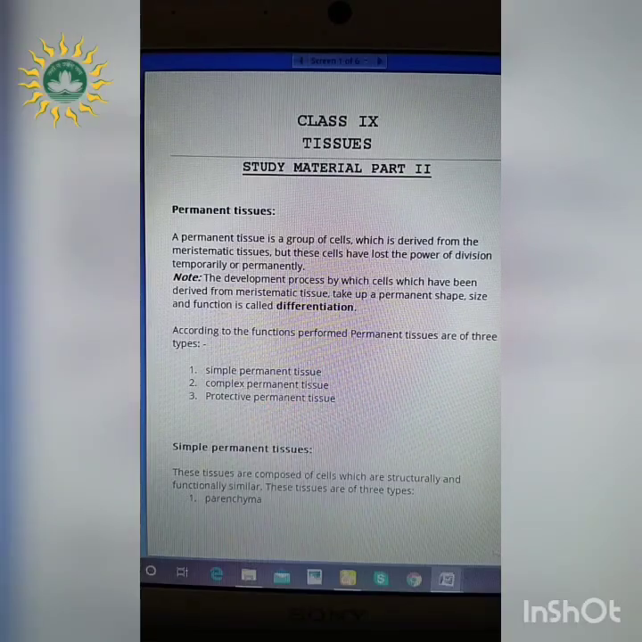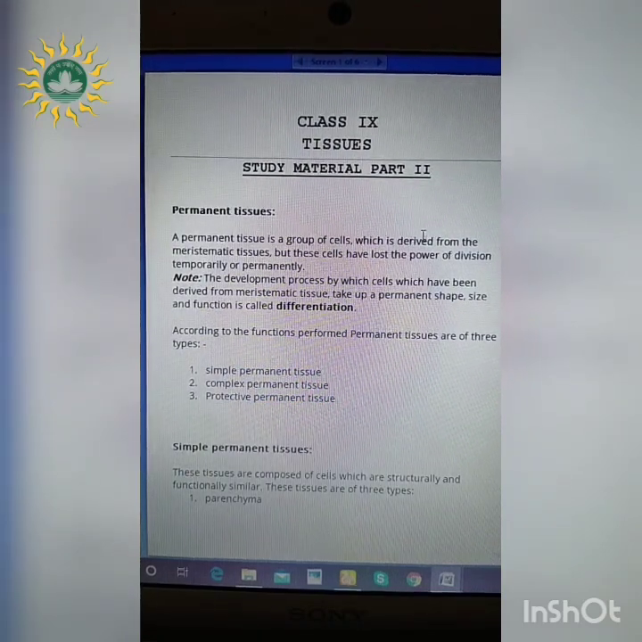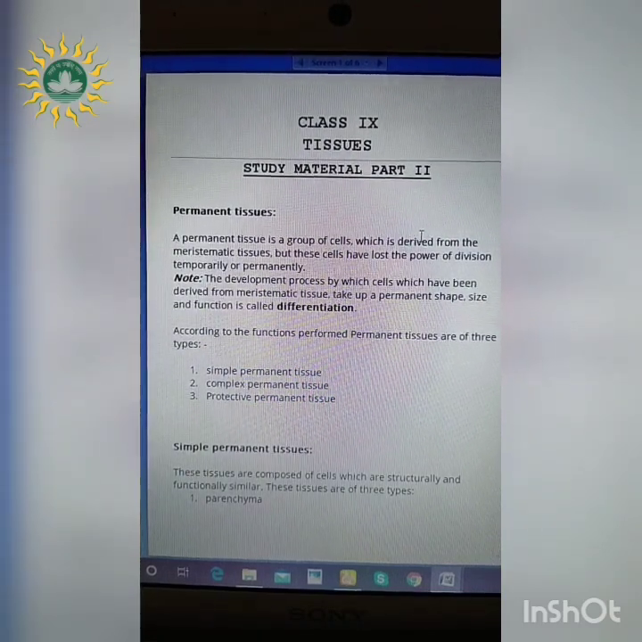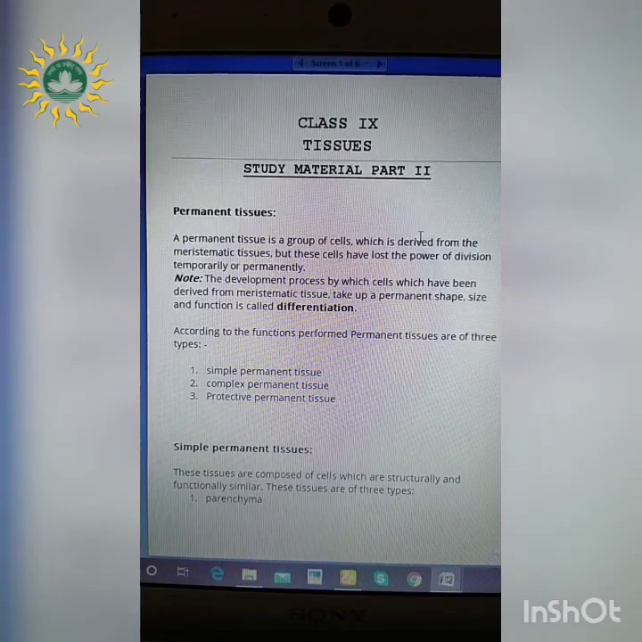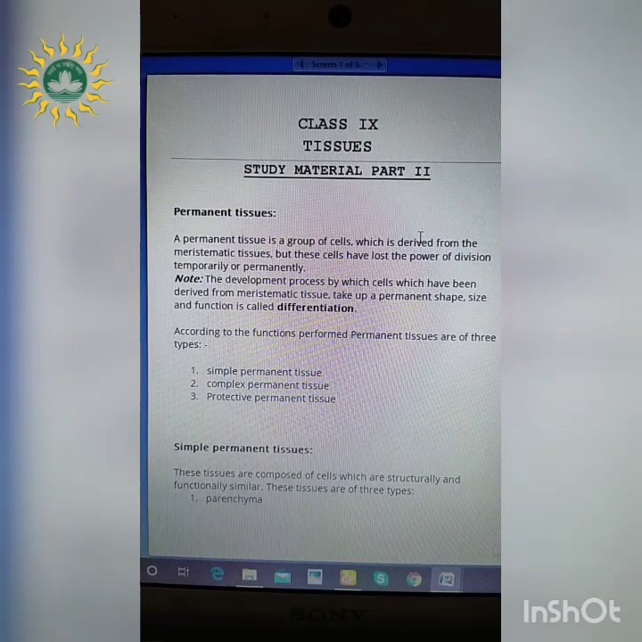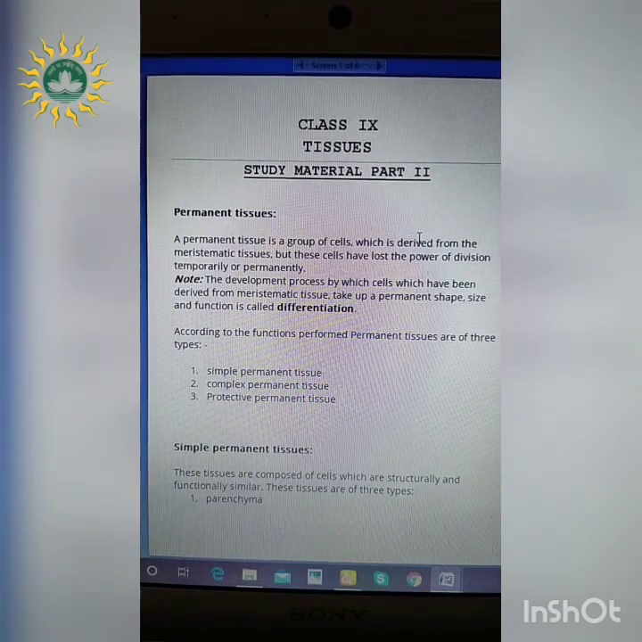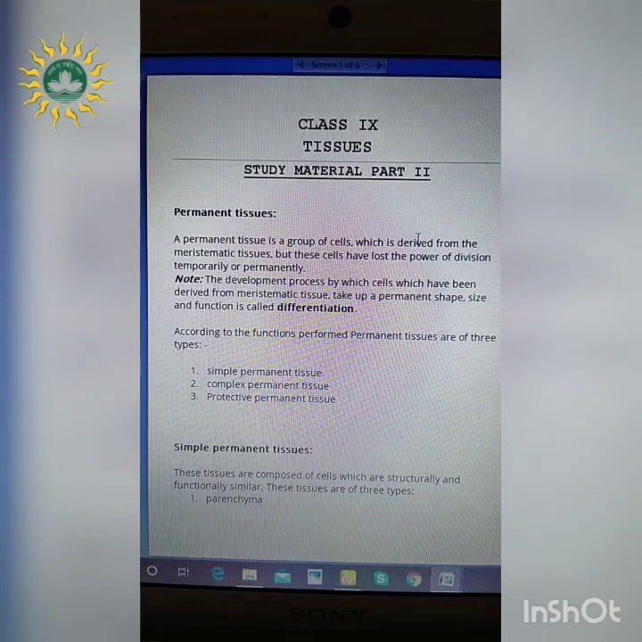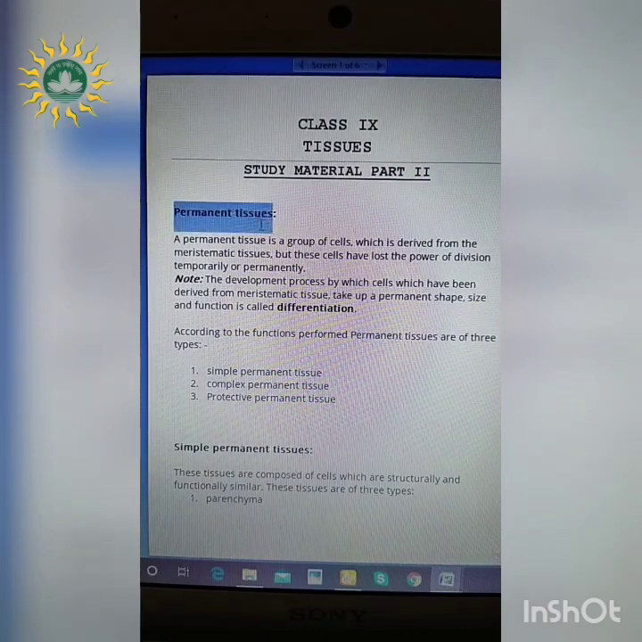Okay, so we'll start with our online lesson for today. We will start with the next part of our chapter, tissue. In the last class we have studied the types of tissues, and we have studied that two types of tissues are present. One is meristematic tissue, another one is permanent tissue. In the last lesson we studied the details of meristematic tissue, right? The apical, intercalary and lateral meristem, and in this lesson we'll start with the permanent tissues.